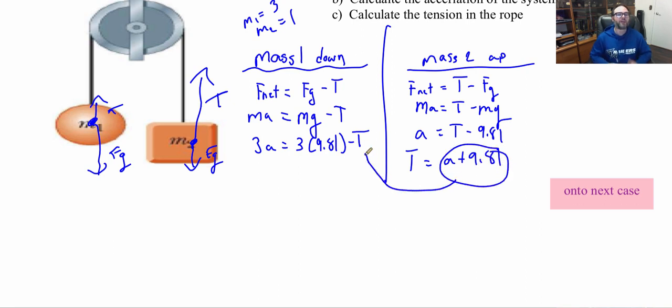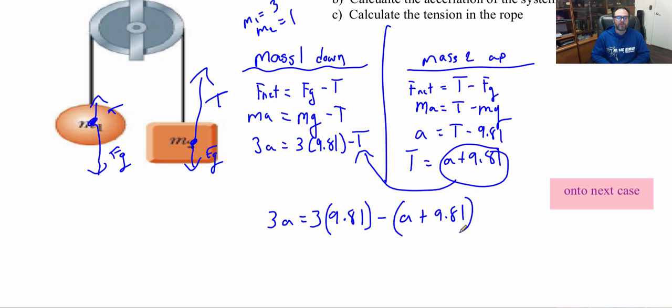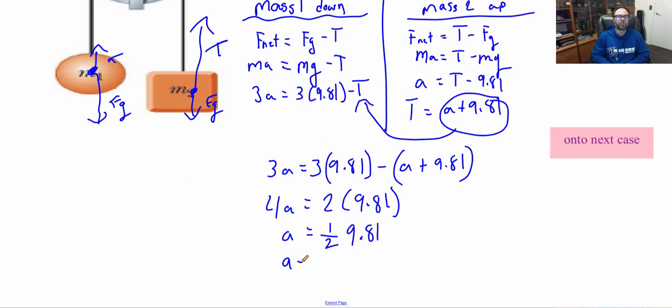Now that I know this, I could use a system of equations to combine these equations and eliminate tension so I could solve for my acceleration. So I'm going to end up getting 3a is equal to 3 times 9.81 minus acceleration plus 9.81. I'm going to end up getting 4 times acceleration is equal to 2 times 9.81. Acceleration is equal to half of 9.81, which is equal to 4.905 meters per second squared.